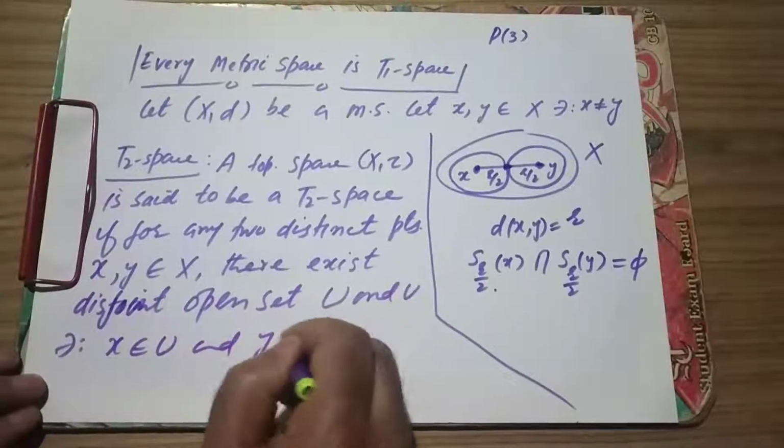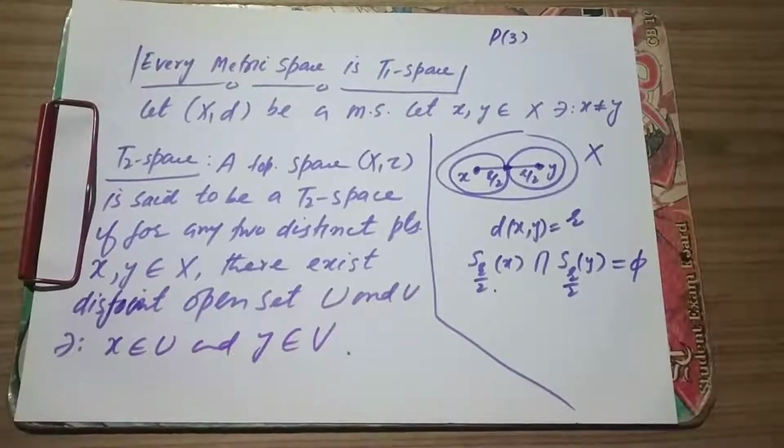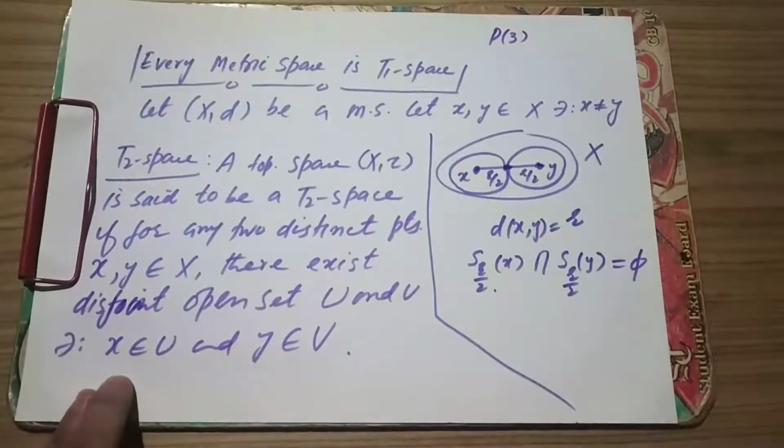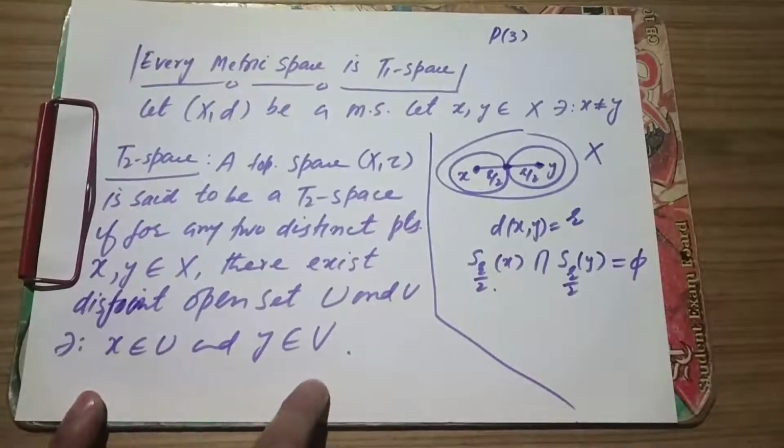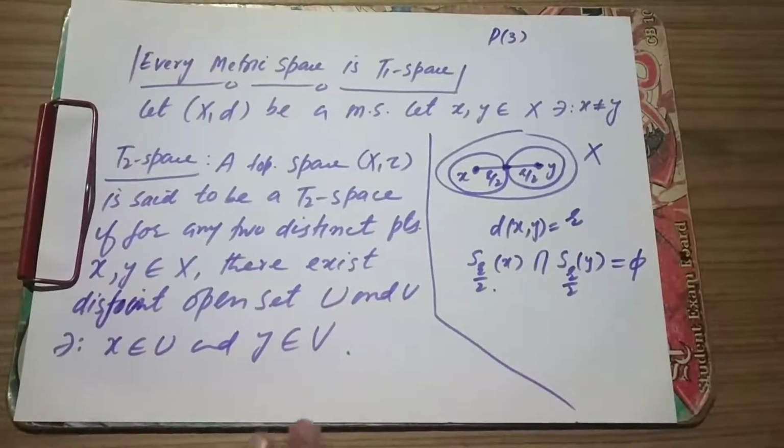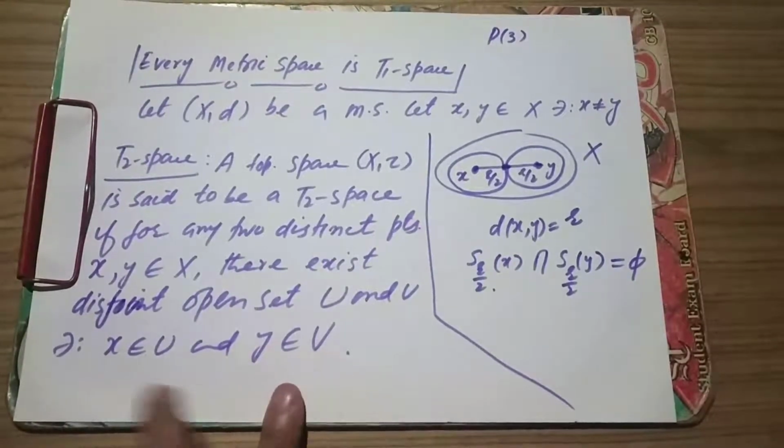And y belongs to V. They are disjoint. So it also means that x belongs to U but y is not in U because y is in V, as these open sets are disjoint. And since y is in V, therefore x cannot be in V.